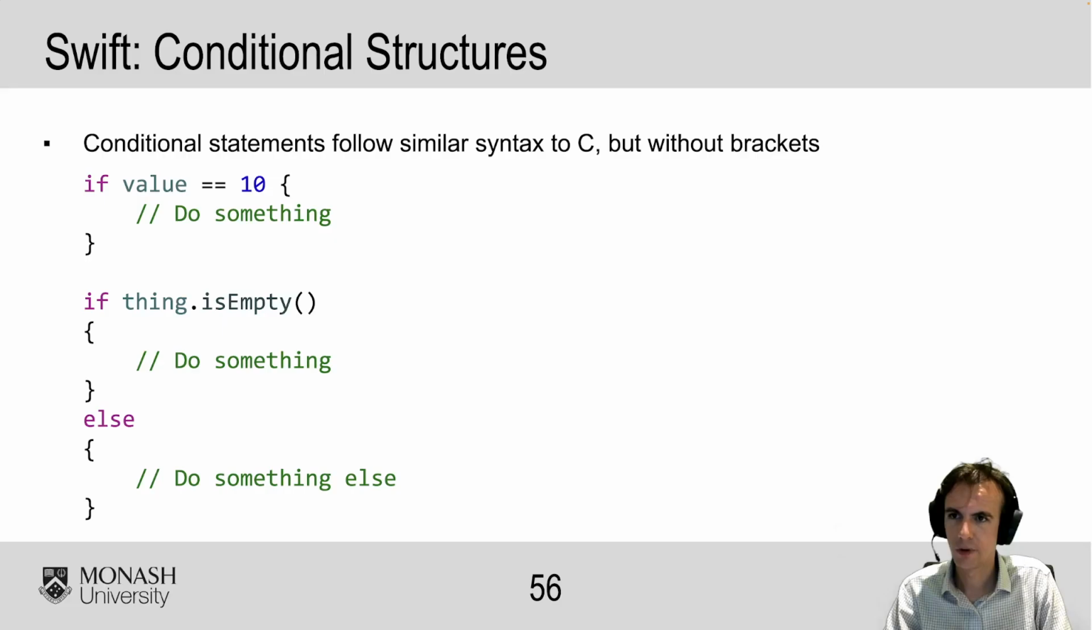I'm going to talk to you about control flow, structures, classes, and enumerations in Swift. The conditional structures are very similar to what you would have seen in other languages like C. The only difference is that there's no brackets required around conditions. You can put them there because you can always add brackets to control the order of operations, but you don't have to, and it would be suggested that you don't.